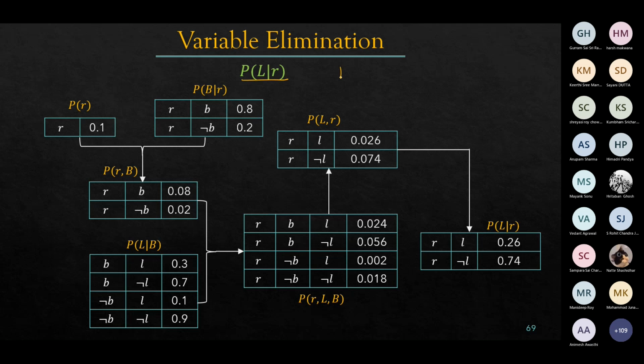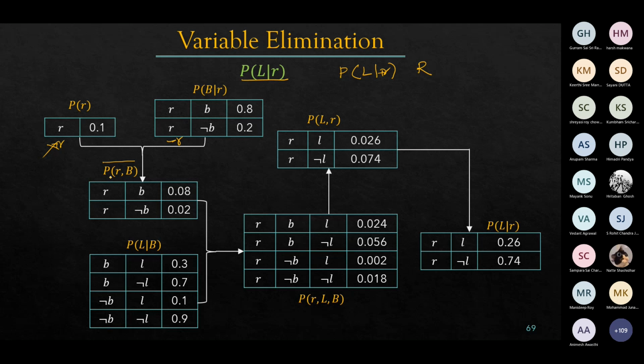So here we are interested in computing the probability of L given R. We are given the positive value of R, so R is no longer a variable. We know that R is positive. As we are setting R to be positive, we do not need to represent negated R, so this is struck off. Now, this probability of B given R will also be stripped because the negated R rows will be gone. Now, if we perform the join operation here on R, what will we get?